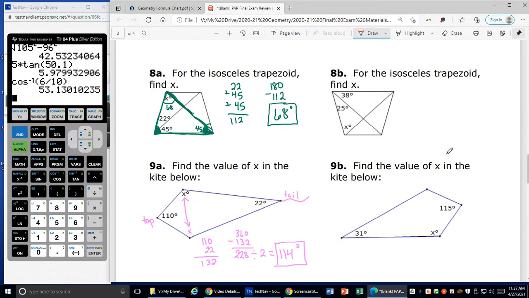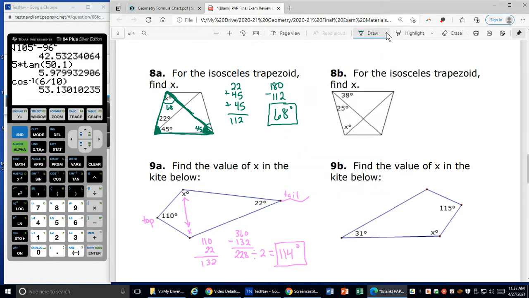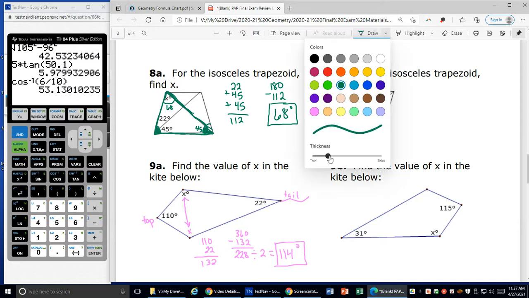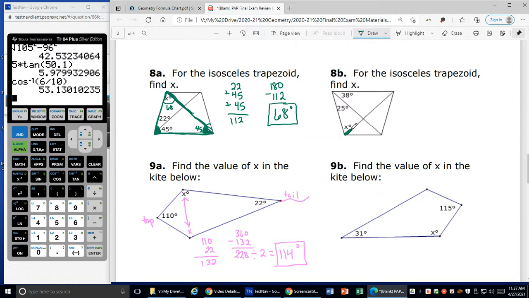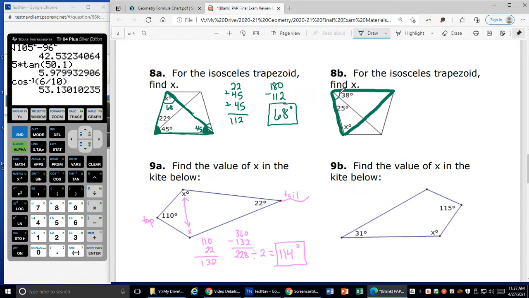Okay, let's look at 8b. For the isosceles trapezoid, find x. And this picture looks very similar to this one, just upside down. And instead of a 22 and a 45, I've got a 25 and a 38. And then I'm looking for that x. So I know I'm still going to be looking at that same type of thing that I was looking at before, where I was looking at the triangle here. And I know that the angles in a triangle have to add up to 180 degrees. And I already know that this corner has 25 and 38 degrees in it.